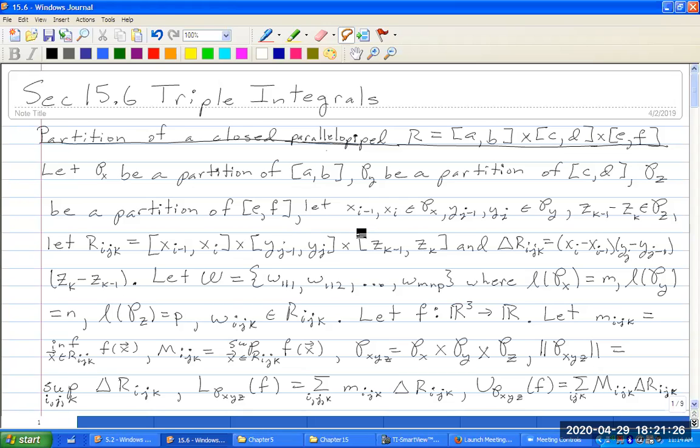Let x sub i minus 1 and x sub i be in the partition P sub x. Let y sub j minus 1, y sub j be in the partition for y. Let z sub k minus 1 and z sub k be in the partition for z.